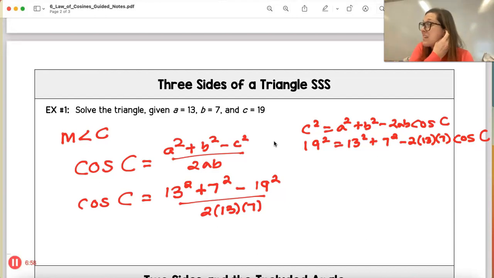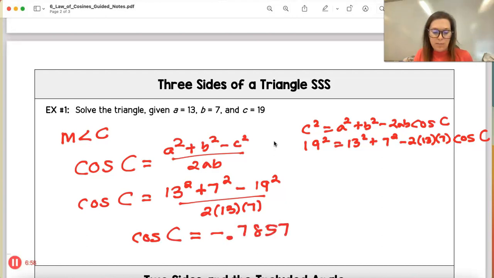So if it were me and I didn't have all this stuff sitting in front of me, I'd probably work through that, because I probably would be less likely to memorize the alternate form. That's up to you guys. Okay, so when you solve that out, we get 13 squared plus 7 squared minus 19 squared, and then we're dividing that by 2 times 13 times 7. So that's getting me a cosine of C equal to, I don't know, 0.7857 and some change.